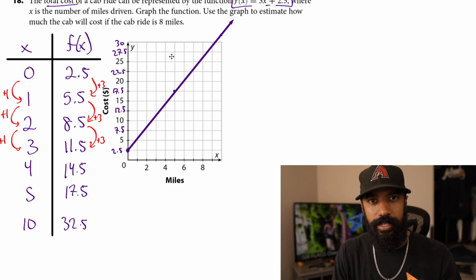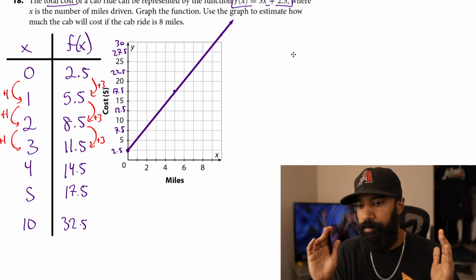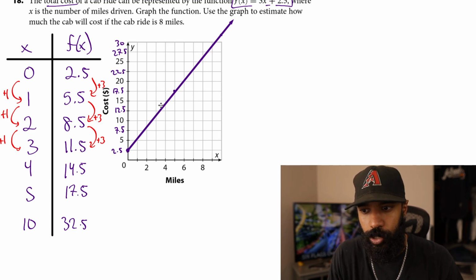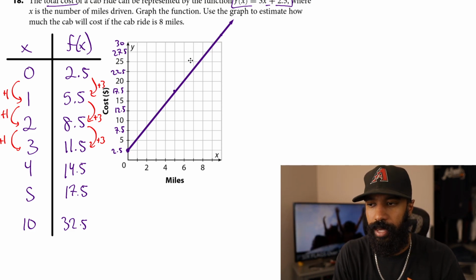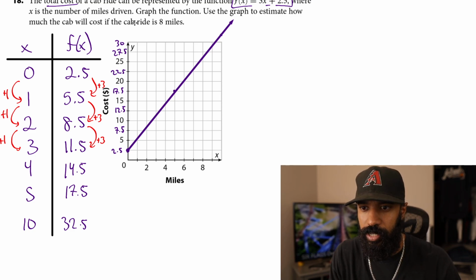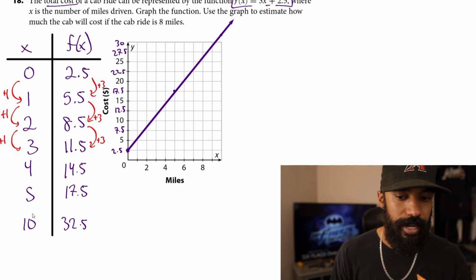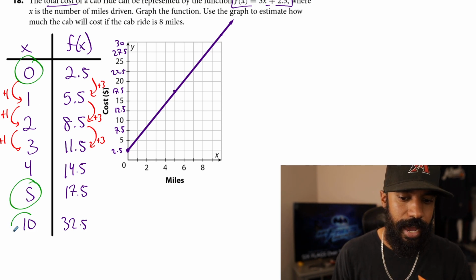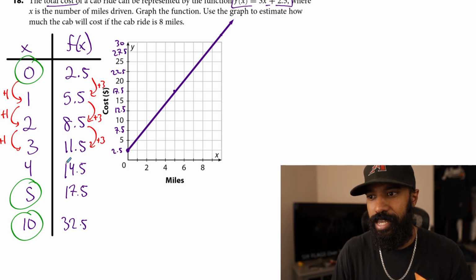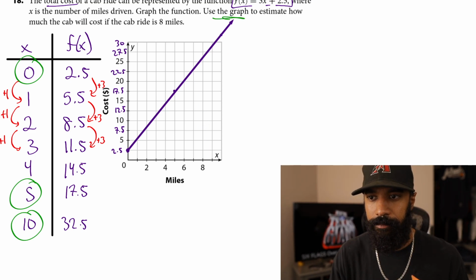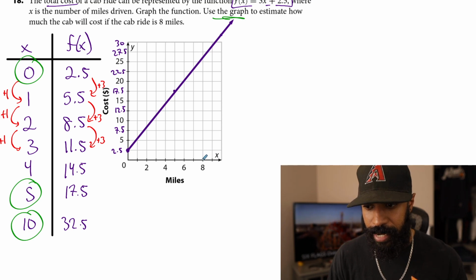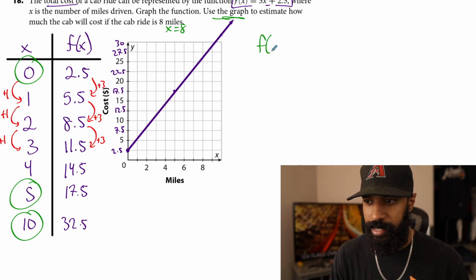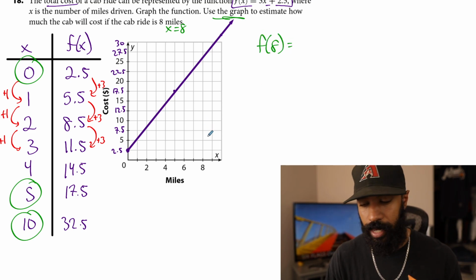Now, do I connect these dots? Absolutely. I can drive 1 mile in the cab or 1.7 miles in the cab. All of these miles can be driven in the cab, and they're going to give me the cost based on that. So they say use the graph to estimate how much the cab will cost if the ride is 8 miles. I only used the 0, the 5, and the 10 here, because now it's showing that I'm not just going to substitute it in. They say use the graph to do it. So let's try that. A straight line up from 8, x equals 8, right? 8 miles on x, is f of 8 equals what? What value for y with x equals 8?